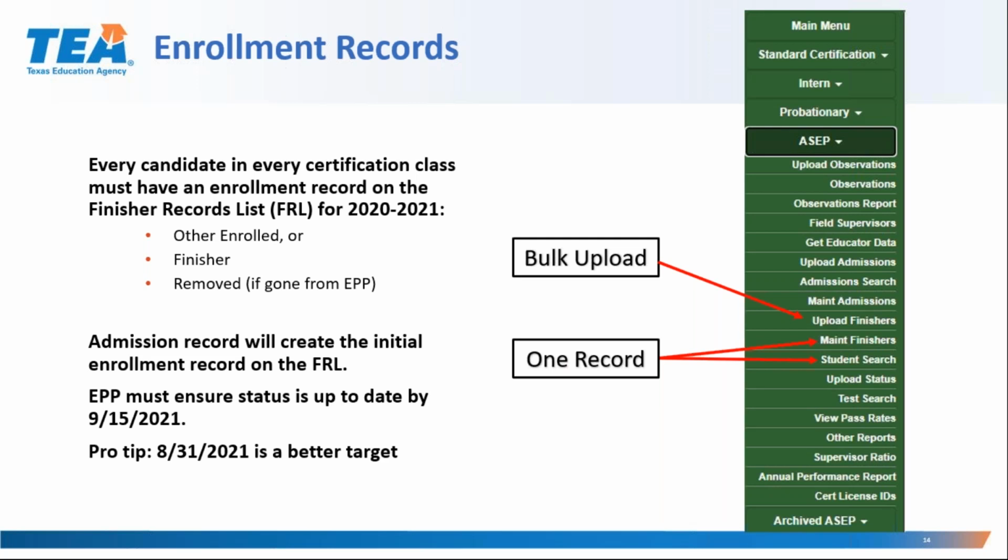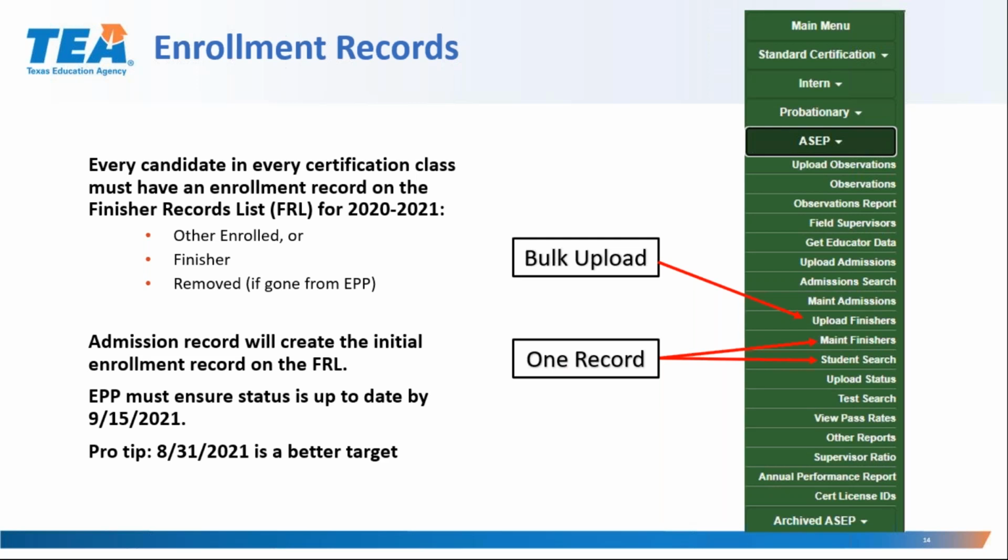EPPs have until ASEP locks on September 15th to update enrollment status for the reporting year. However, your target should be to have everyone accurately represented on the finisher records list by the end of the year, which is August 31st, 2021. As mentioned at the beginning of this presentation, a good process to adopt at your EPP is to have all data updated for candidates before you recommend their standard certificates.